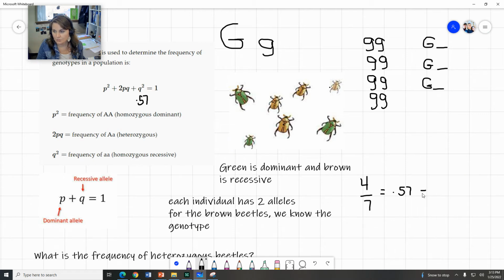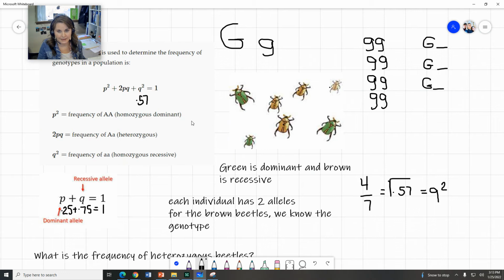This is equal to q squared, right? So to get q, I'm just going to take the square root of this, and that's going to give me q. So take 0.57, take the square root. That gives you q. So q here is 0.75. If q is 0.75 and p plus q equals 1, p has to be 0.25.